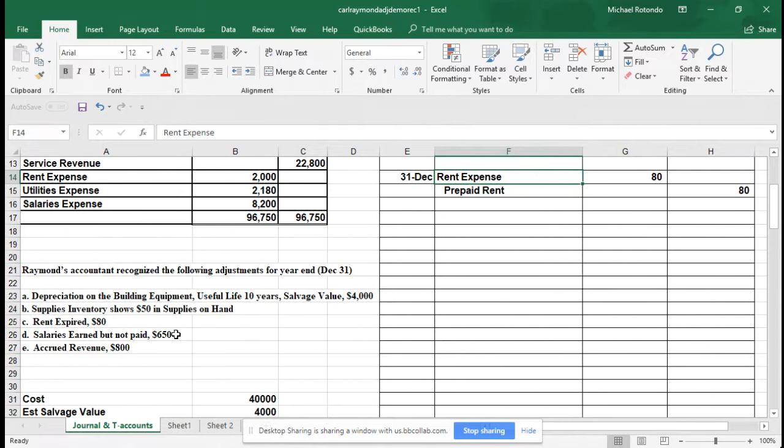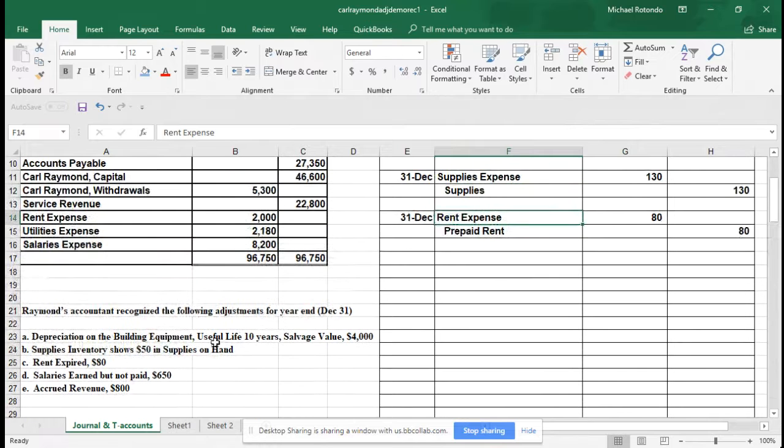Next one, D, salaries earned but not paid. This is a very common adjusting entry because oftentimes paydays do not occur at December 31st. So companies are required to accrue the salary that they owe to their employees. Because remember, we have to recognize the expense. We're using the accrual basis of accounting, right? We have to recognize expenses when they are incurred and revenue when we earn it, regardless of when the cash is exchanged. Okay, so we're going to have a debit to salaries expense because that's increasing, right?